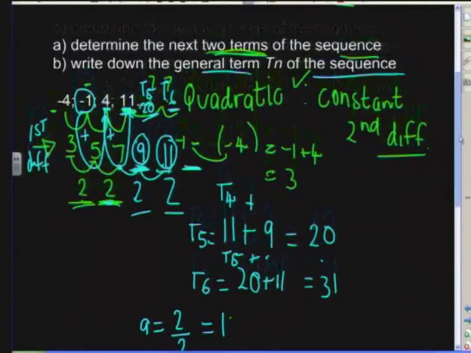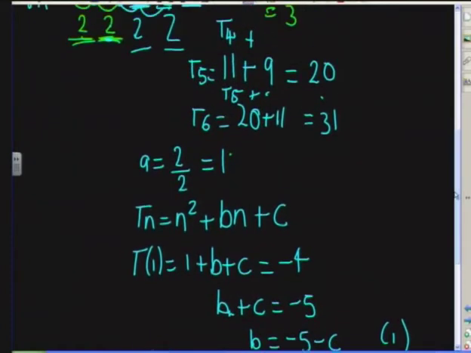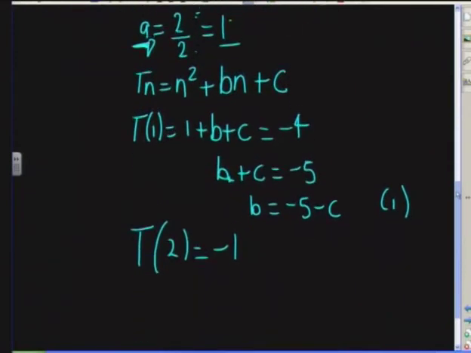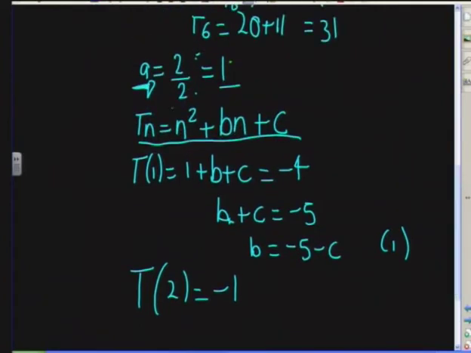And I worked out during the break that your A, remember A is your second difference divided by 2. That is always the case. In this case, our second difference is 2, so 2 divided by 2 is 1. So therefore, my equation now becomes Tn is equal to n squared plus bn plus c. How did I get that? All I simply did was I replaced the a with 1. So it just becomes n squared plus bn plus c.